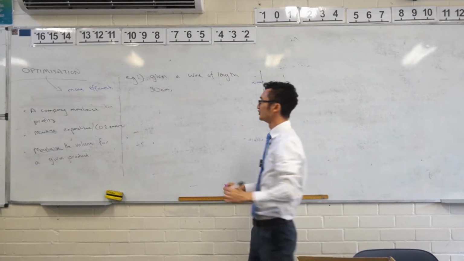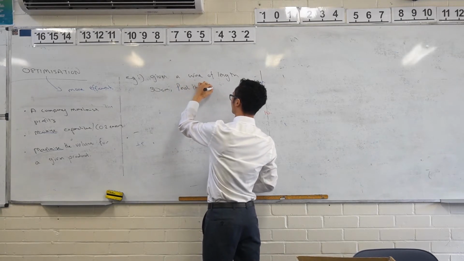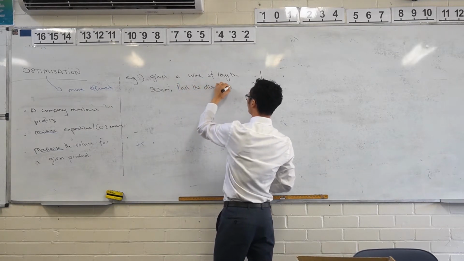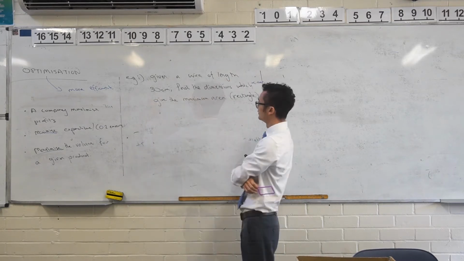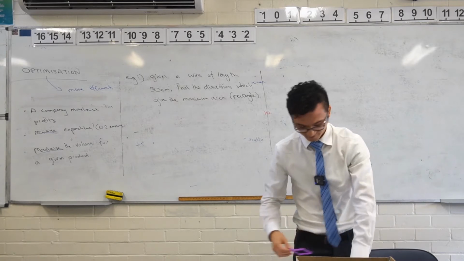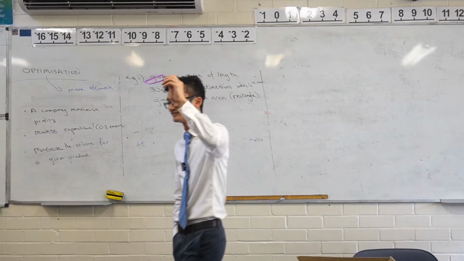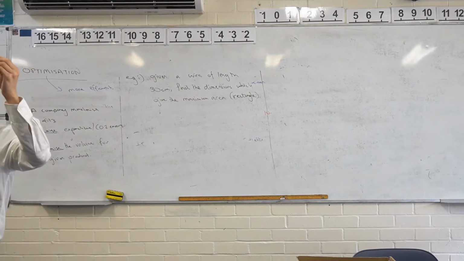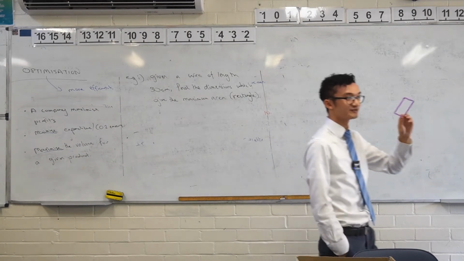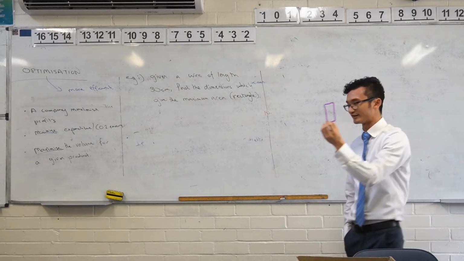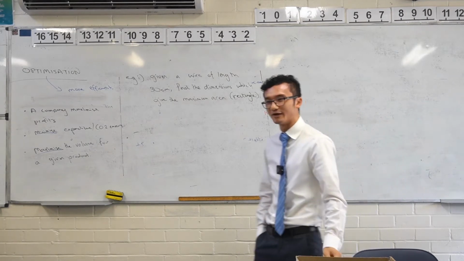Find the dimensions which give the maximum area. Okay? So is that question clear? So we've been given a length of wire here, and we want to find the dimensions that give the maximum area to create this rectangle. Yeah? Is that clear? Yes, good, awesome. How do we go about doing this?